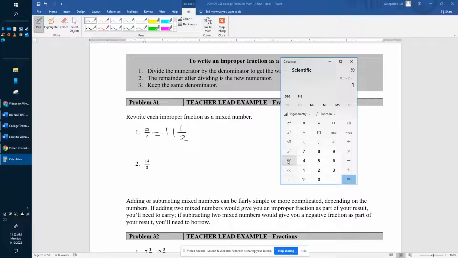Let's take a look at our next example. So this time we have 14 thirds. So I'm going to take 14 divided by 3. Get 4.6666666667. So I'm going to take that and I'm going to say my whole number is 4.